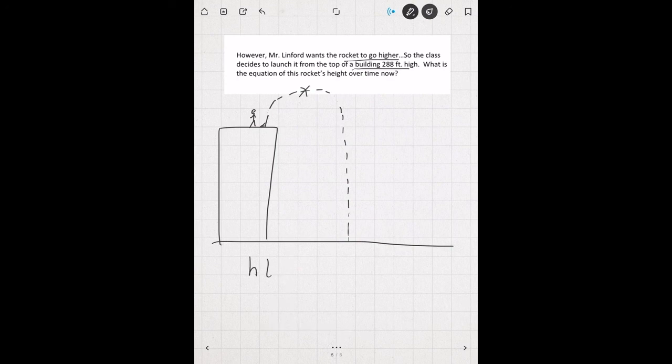So keep in mind that the function format is negative 16 t squared plus v sub 0 t plus s. Well, we still have the same rocket, and that rocket can launch 48 feet per second. So we know what the initial velocity is. Okay, we know it's going up in the air 48 feet per second. This time, however, our s is going to be different. We are not launching it from the ground. We're, in fact, 288 feet up in the air.